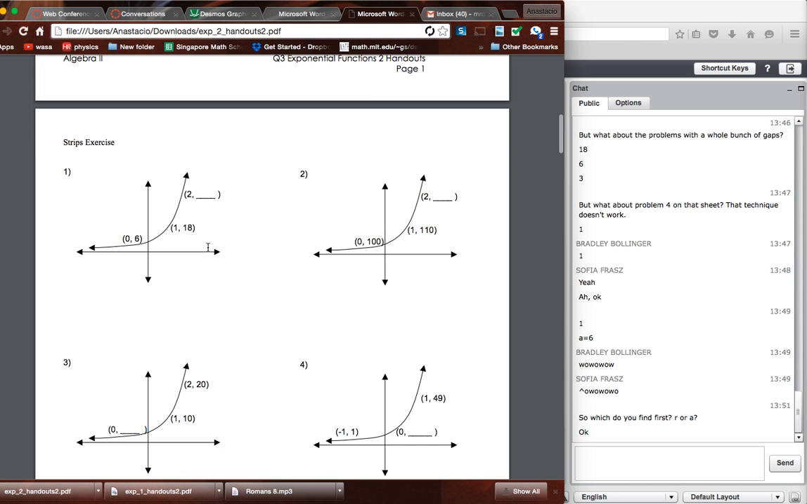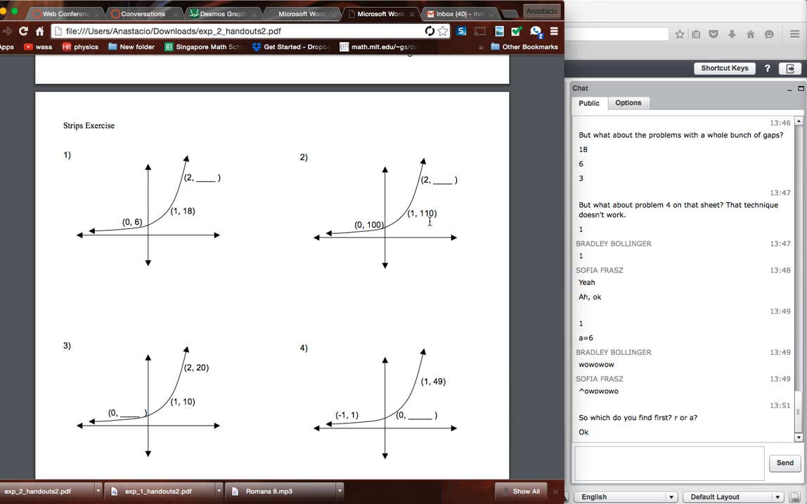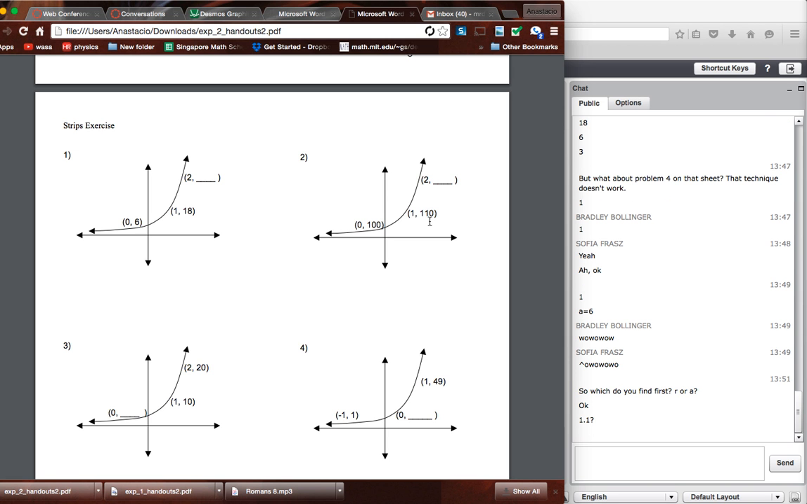All right, let's try this. Let's try number 2. This one looks tough. What is our r value? That's my first question. What is 110 divided by 100? $1.1. Is that true? Yes, 1.1. I agree.